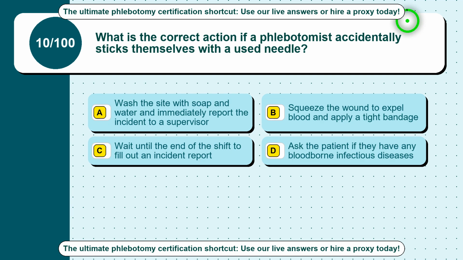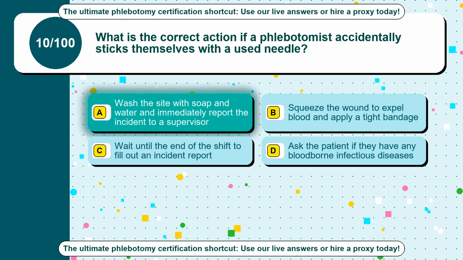Question 10. What is the correct action if a phlebotomist accidentally sticks themselves with a used needle? Option A. Wash the site with soap and water and immediately report the incident to a supervisor. Option B. Squeeze the wound to expel blood and apply a tight bandage. Option C. Wait until the end of the shift to fill out an incident report. Option D. Ask the patient if they have any blood-borne infectious diseases.